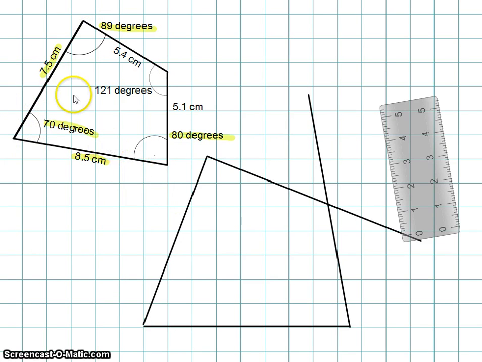SASAA way. Alright, well thanks very much for watching the video, and I hope this helps you kind of understand how to draw congruent quadrilaterals. Thank you very much.